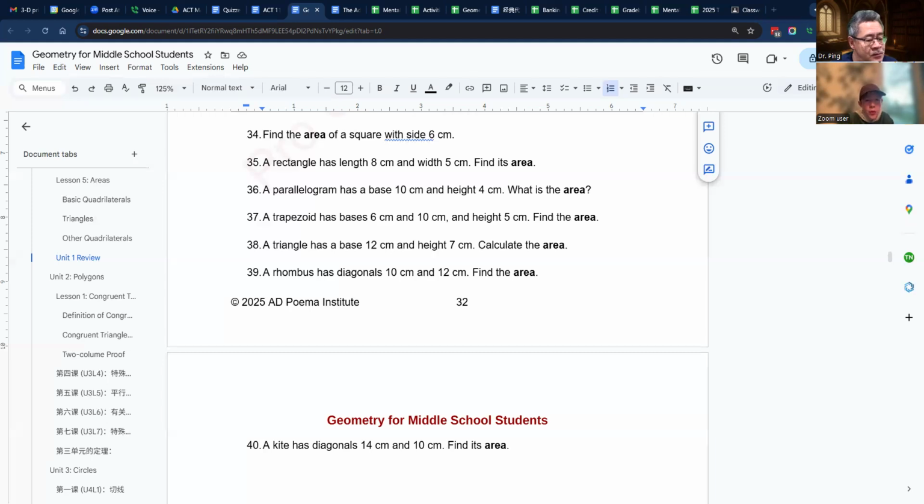We're on the trapezoid one, right? We are doing the trapezoid. Yep. Yeah, very good. 38, a triangle has a base 12 centimeters and height 7 centimeters. Calculate the area.